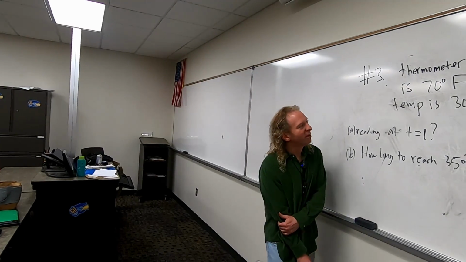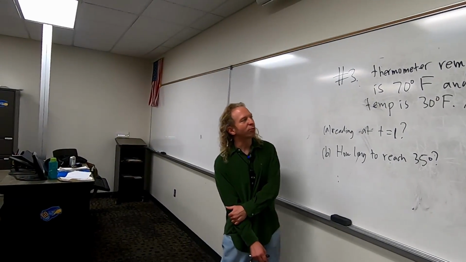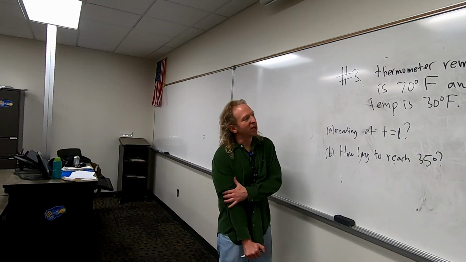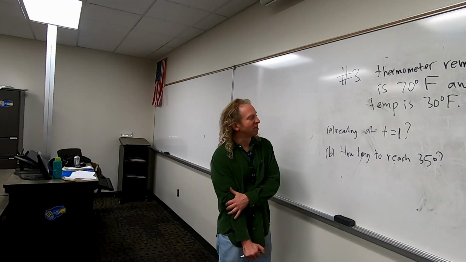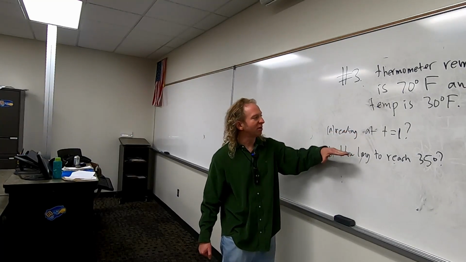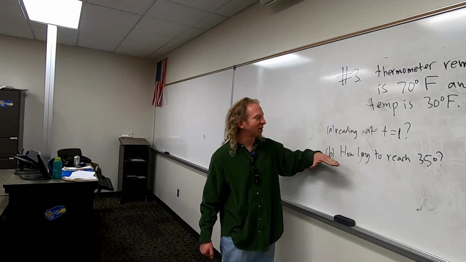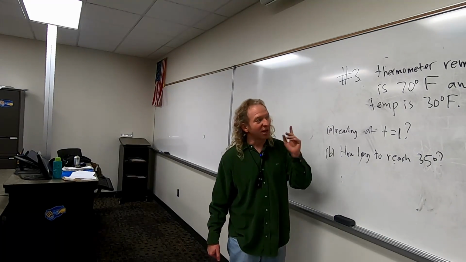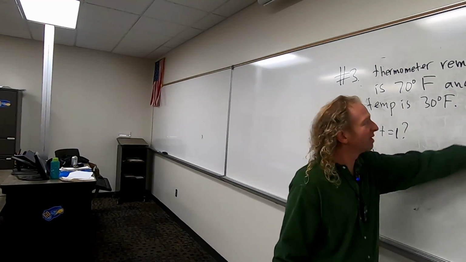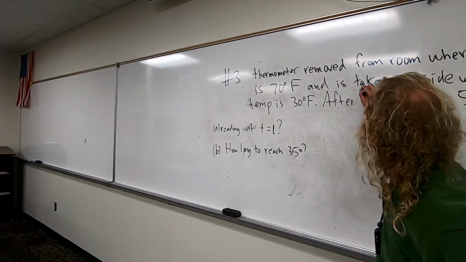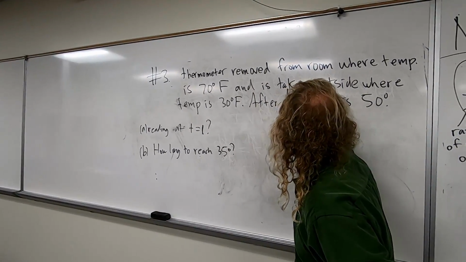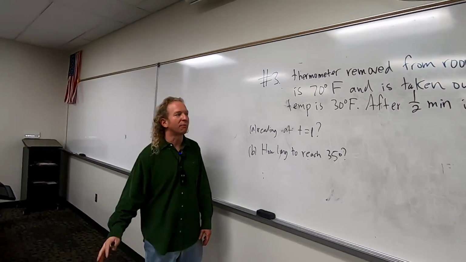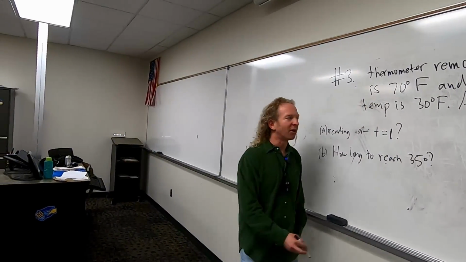Okay, so this is the question. We have a thermometer removed from a room where the temperature is 70, and it's taken outside where the temperature is 30. After 1/2 minute, it is 50 degrees. The reading at t equals 1, so what's the thermometer at 1 minute? How long does it take to reach 35? The time is 1/2 minute, so 0.5, not a minute and a half. All right, so solution.